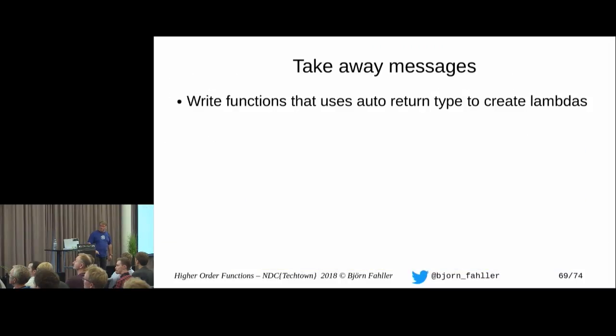So to summarize, key takeaway messages. Use the auto return type. I lost count of how many times I said that. I presume you will remember it. Write functions that use the auto return type to create lambdas and return them. Be careful with the capture. If your higher order function takes parameters by value, capture by value. This is important.